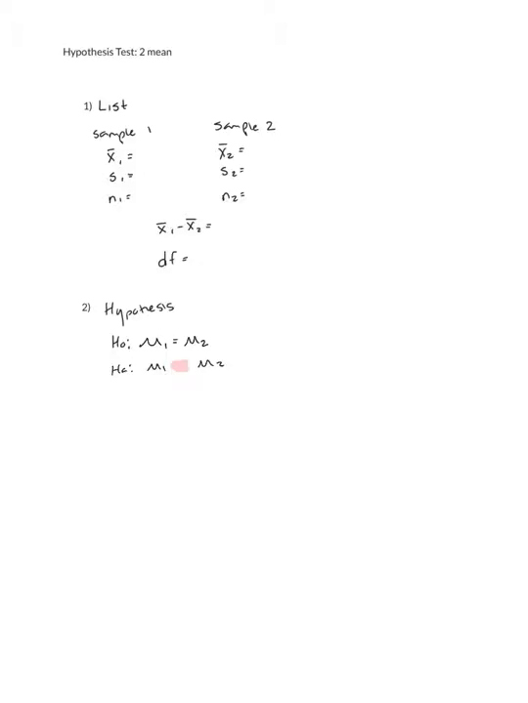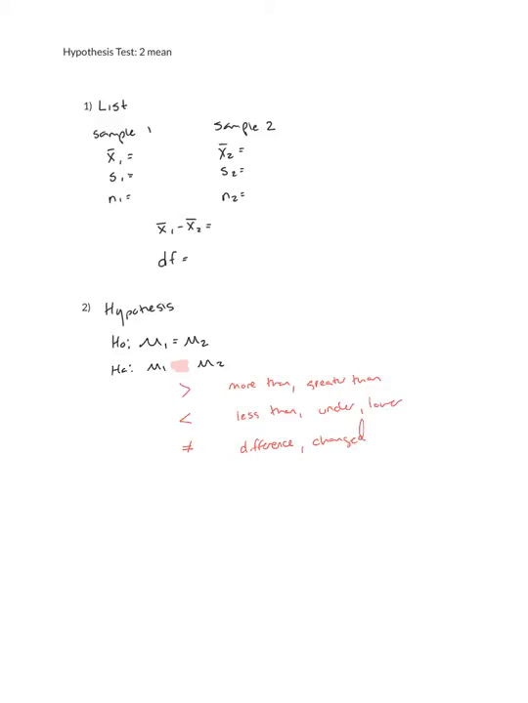Now we know from before that I can put a greater than if I'm trying to show that mu1 is more than or greater than mu2. I can put a less than if I want to show it's less than or under or lower. And finally, I can use a not equal to if I want to show there's a difference between the populations or if something's changed.